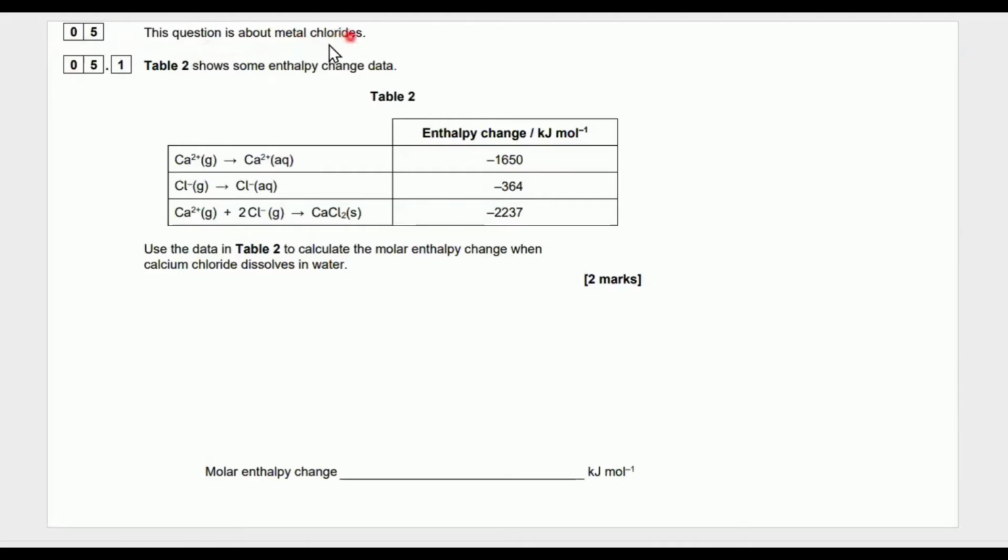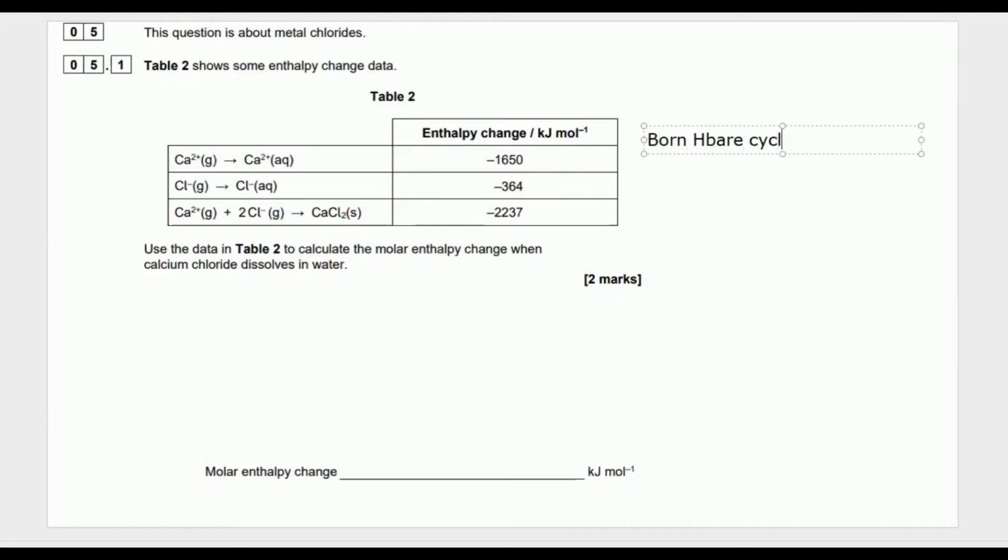This is question 5 of the 2023 Chemistry A-level paper for AQA, and it's on the Born-Haber cycle. This question is about metal chlorides. Table 2 shows some enthalpy data. We've got the enthalpy of hydration for calcium 2+ ions and for chloride ions, and then we have the lattice enthalpy of formation for calcium chloride. Use data in Table 2 to calculate the molar enthalpy change when you dissolve calcium chloride. Now, do you know what that's called? That's called the enthalpy of solution, when you dissolve something.